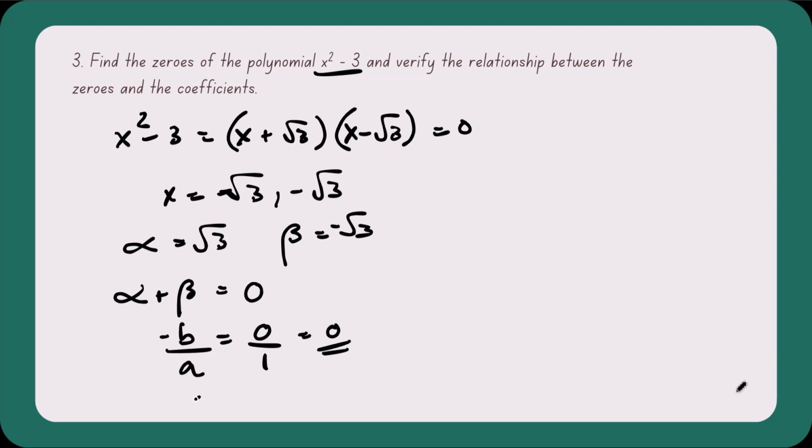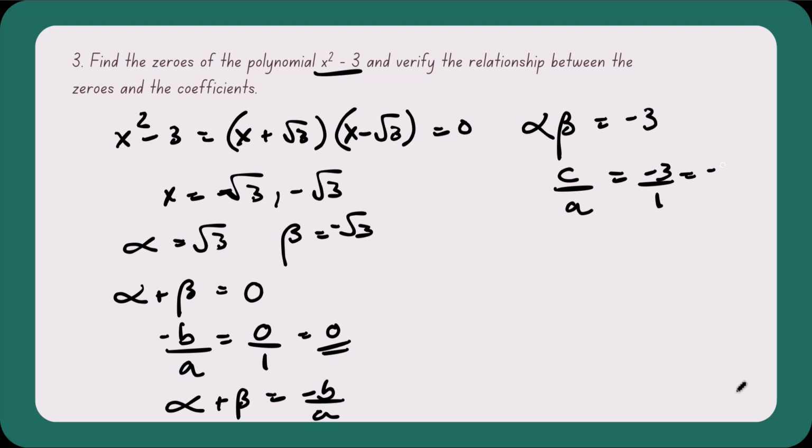So we can say alpha plus beta is equal to minus b by a, or you can say LHS is equal to RHS, however you want to write it. Alpha into beta will become what? It will become minus 3, right? So what is that? C by A. What is C? C here is minus 3. What is A? 1. So it is minus 3. So alpha into beta is C by A. Hence verified. Both we verified, right? That's how you have to do the questions.